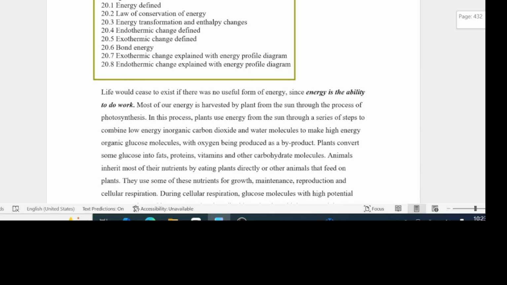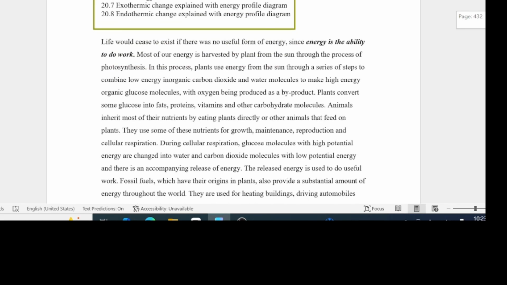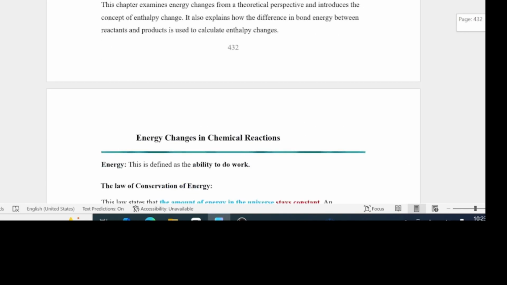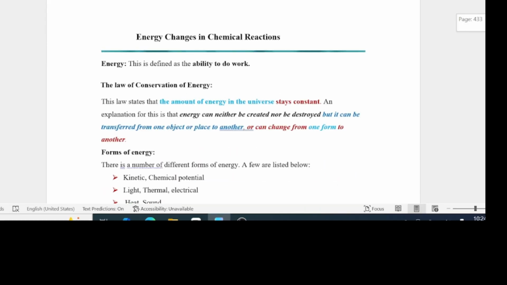I have written this paragraph here about energy, but for the sake of time, I would like you to read that for yourself, such that we can go straight into the subject matter. So we're talking about energy changes in chemical reactions.